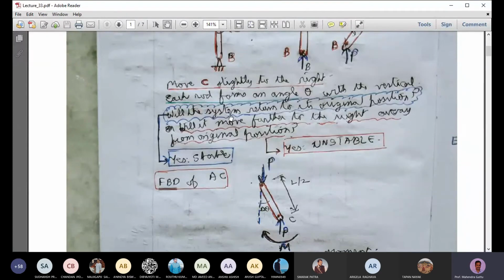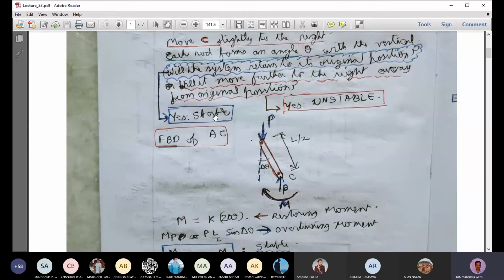So there are two possibilities. First possibility is, will the system return to its original position, or will it move further to the right away from the original position? If the system returns to its original position, then it is called stable, and if it doesn't return, if it goes farther and farther to the right, then it is unstable. So we have to look at the free body diagram to answer this question, whether the restoring moment is sufficient for the column to return to its original position.